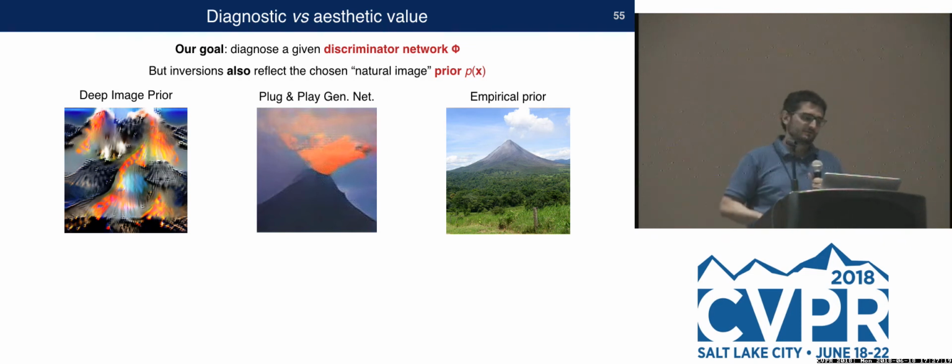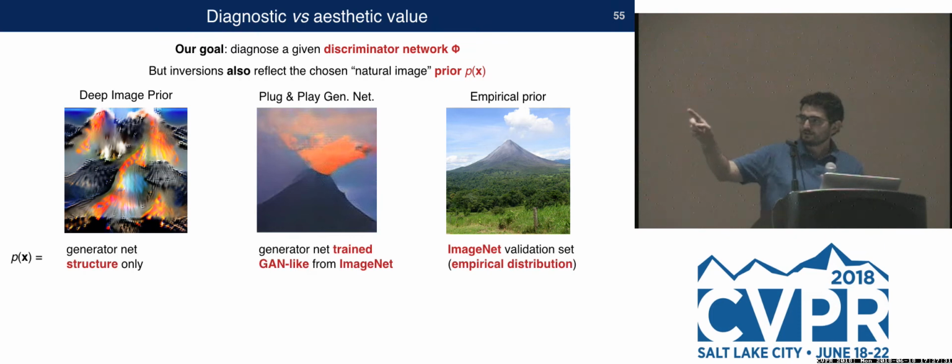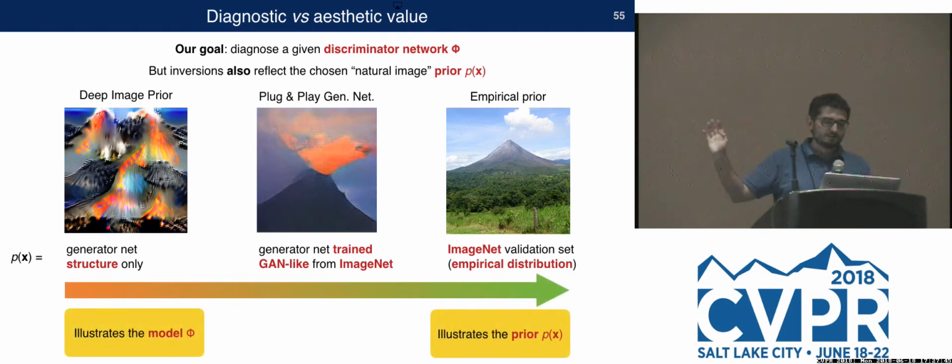So is that even better than the plug-and-play generator network? So these are three different kinds of prior we're using to diagnose. And in order of image quality, of course, that's the way to go. The first one, however, is using this generator network structure's prior. The second one is using a GAN, say, learned from ImageNet. The third one is using, say, just a validation set of ImageNet. So it's an empirical distribution. So the more we go from left to right, the better the image looks, but the more we are looking at the prior as opposed to the network we want to diagnose.